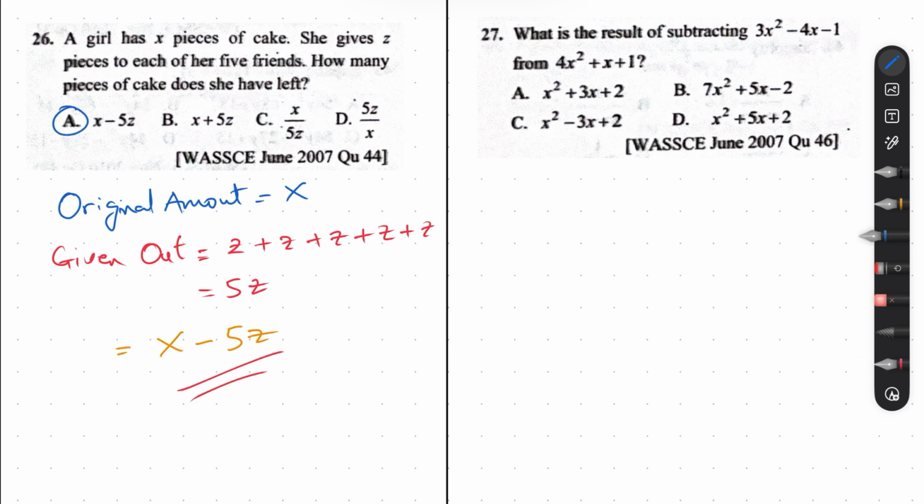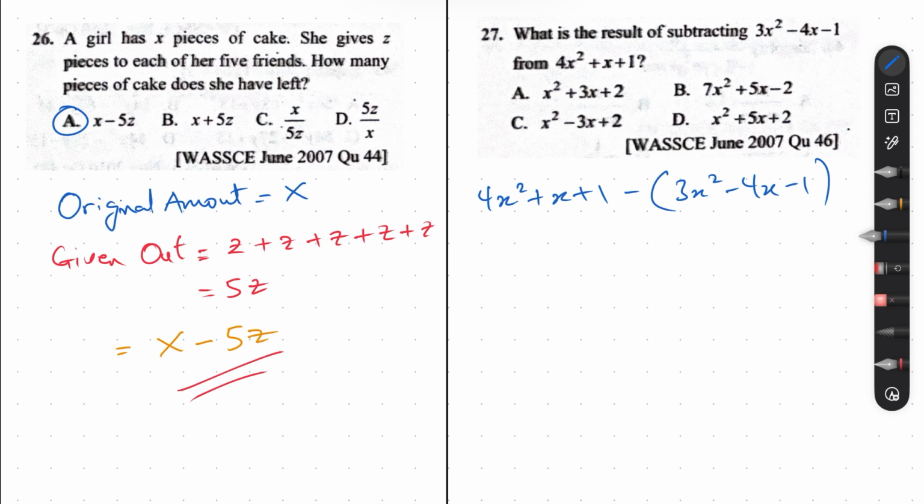Okay, cool. Now, let's move on to question number 27. It says, what is the result of subtracting 3x squared minus 4x minus 1 from 4x squared plus x plus 1? Very simple, right? We just need to subtract them. So let's write it. We have 4x squared plus x plus 1 minus 3x squared minus 4x minus 1.